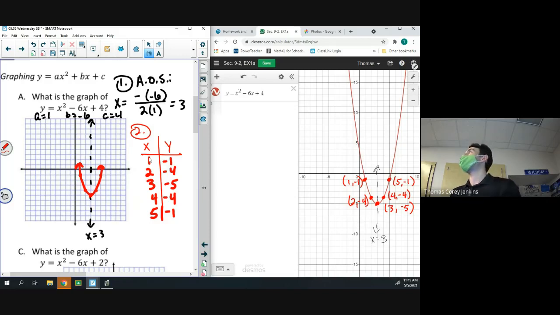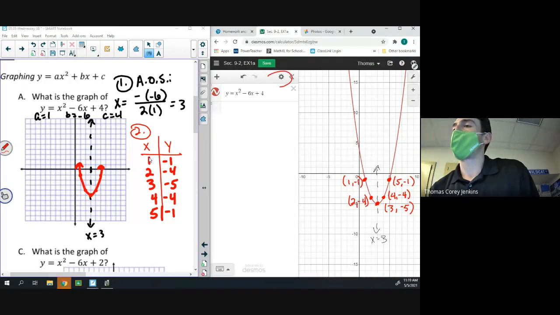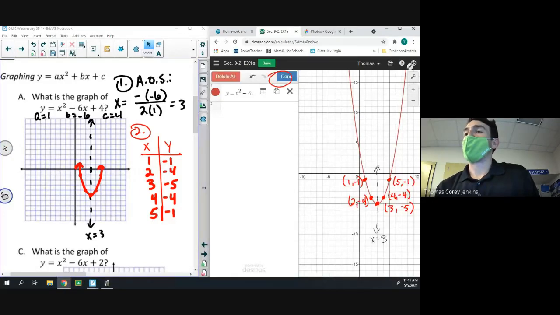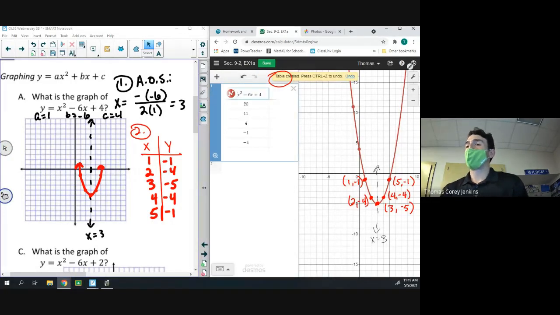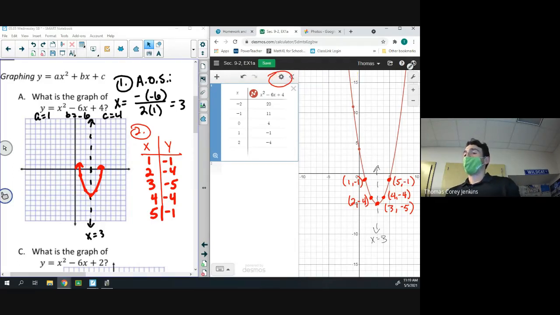If it's tough to see, like, are these really corner points? Remember, you can always go to your table, which is up there with the gear, right? You can click that, and you can type in whatever you want. Okay, so like, we see 1 goes to -1, 2 goes to -4, but then you could type in your others as well. Okay. So any questions so far?